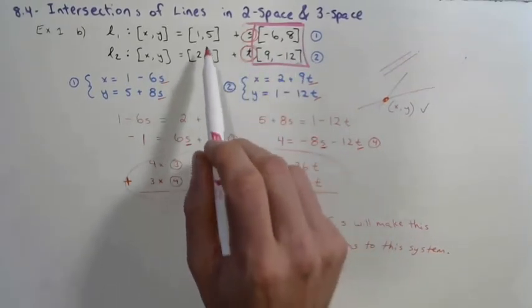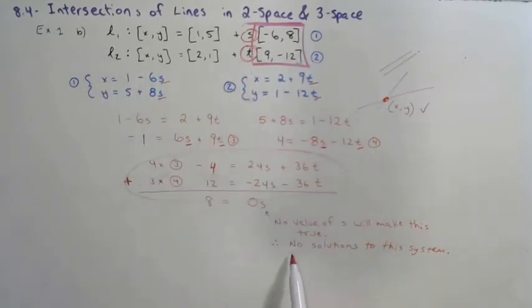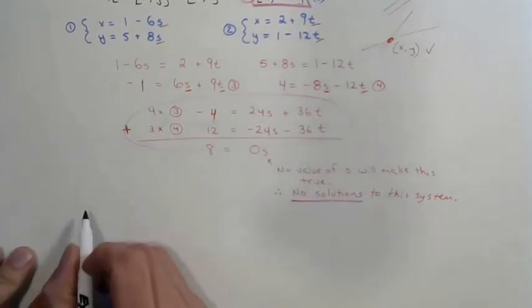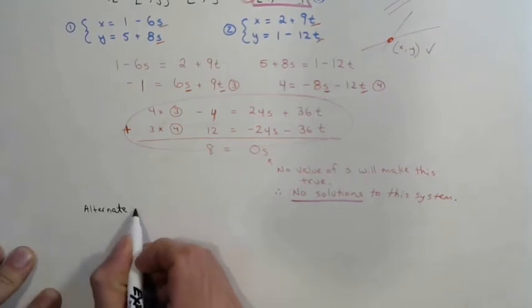It doesn't matter where you start. These lines, line 1 and line 2, are going to be parallel to one another, and therefore there are no solutions to the system. I'm going to write that down. Alternate method.